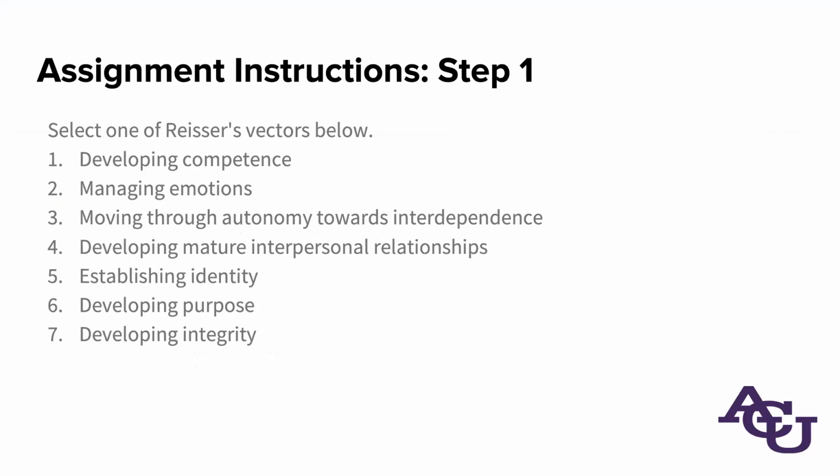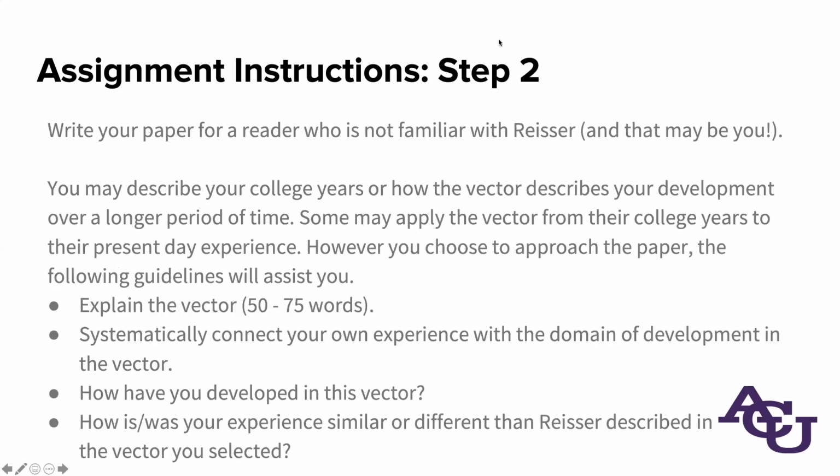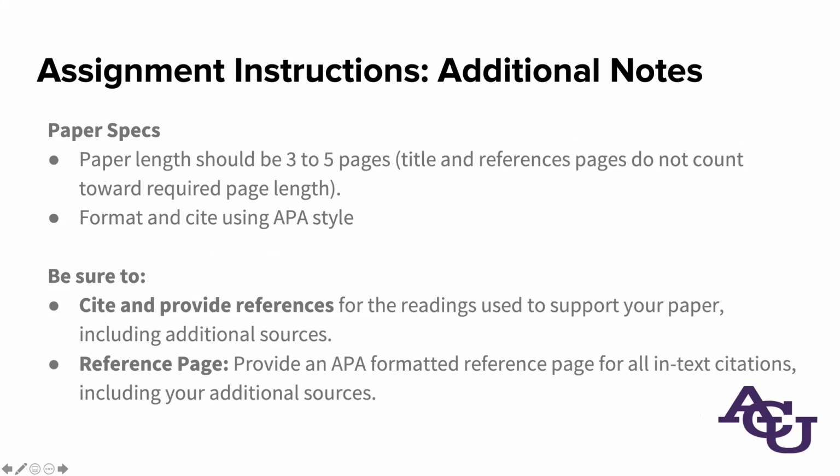So let's wrap up with a quick recap of this assignment. So remember, this assignment is asking that you be writing for an audience that is not necessarily familiar with Reiser and this idea. So you're going to introduce them to the vector that you're discussing. You're going to tell them in the outline portion of your paper at the beginning that you're going to be describing your own experience and how you've developed in this specific vector, and then how it does or doesn't align. And along the way, you'll be making references to the course text, as well as to any other sources that you choose to include.